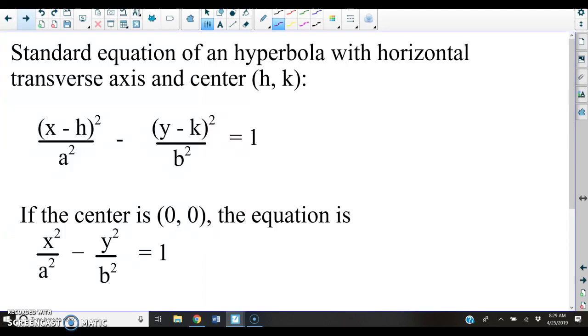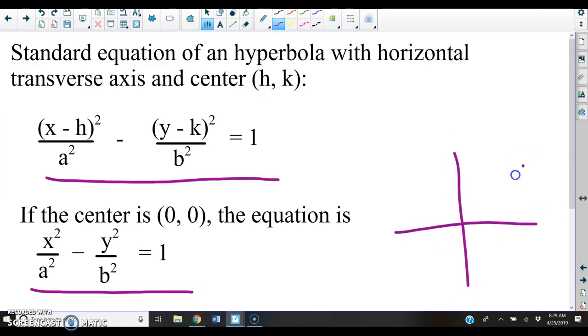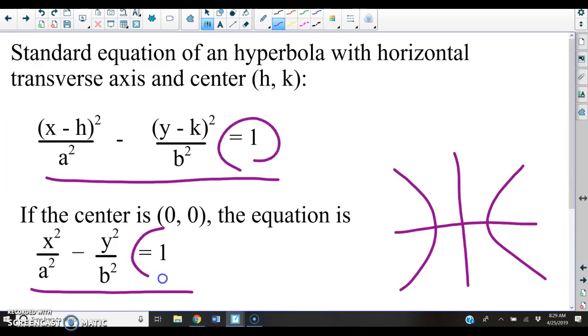Okay, the standard equation of a hyperbola with a horizontal transverse axis and center at (h, k) is this one. (h, k) is your center. If the center is 0, 0, and that's what we'll work with, and it's a horizontal axis, your hyperbola is going to go like this. I'm not an artist, never have pretended to be. That's as close as I can get. Notice again it equals 1, just like it did for our ellipse.